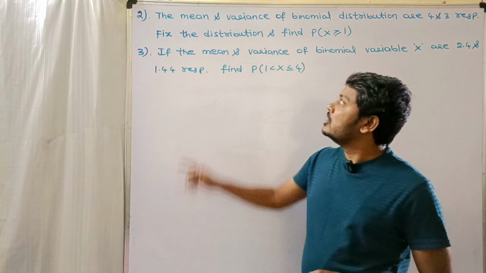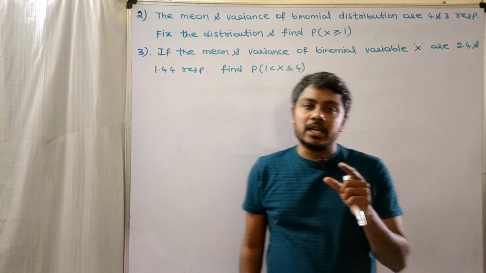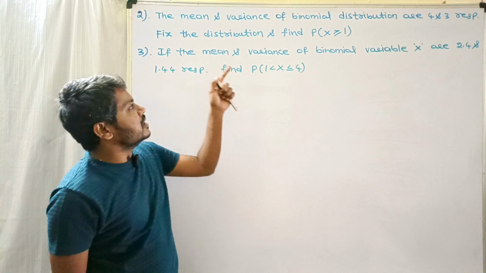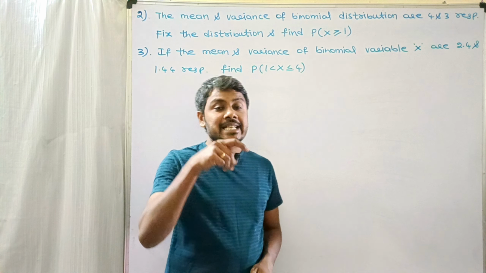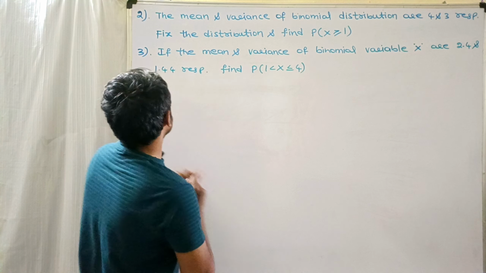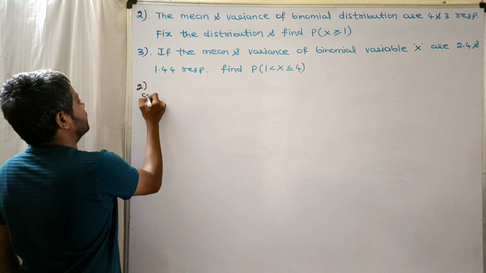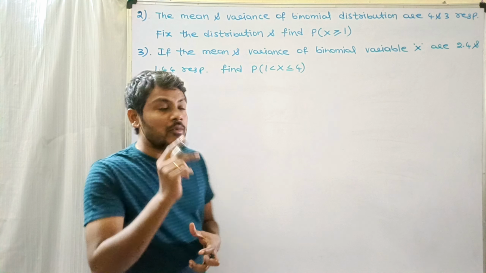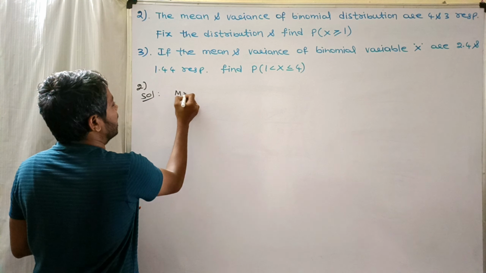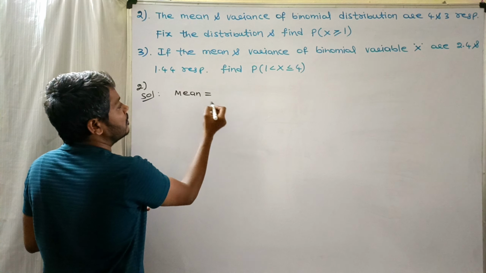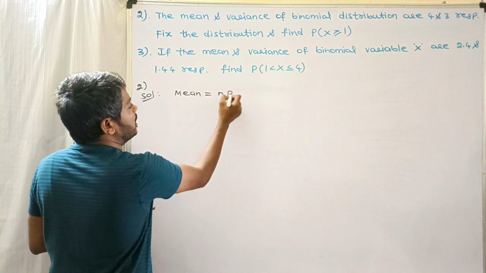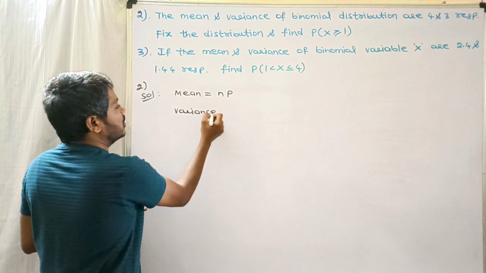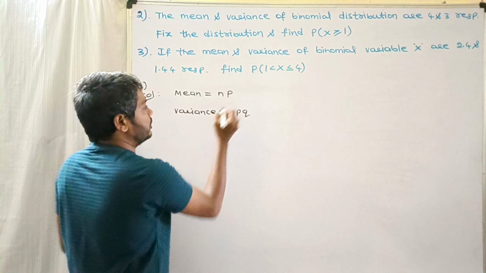Next, question number 2. The mean and variance of a binomial distribution are 4 and 3. Fit the distribution and also find P(X greater than or equal to 1). See here, the second solution. We know that in a binomial distribution, the mean formula is mean equals np and the variance formula is npq.